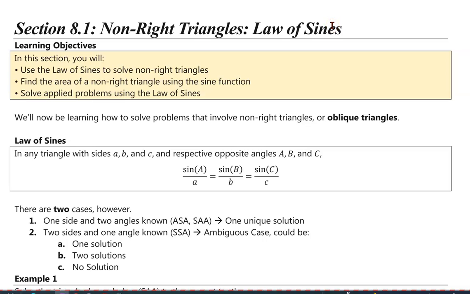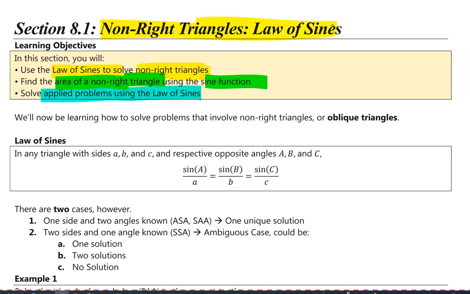Section 8.1 Non-right triangles, law of sines. In this section, you will use the law of sines to solve non-right triangles. Find the area of the non-right triangle using the sine function, and solve applied problems using the law of sines. We'll now be learning how to solve problems that involve non-right triangles, or what we call oblique triangles.